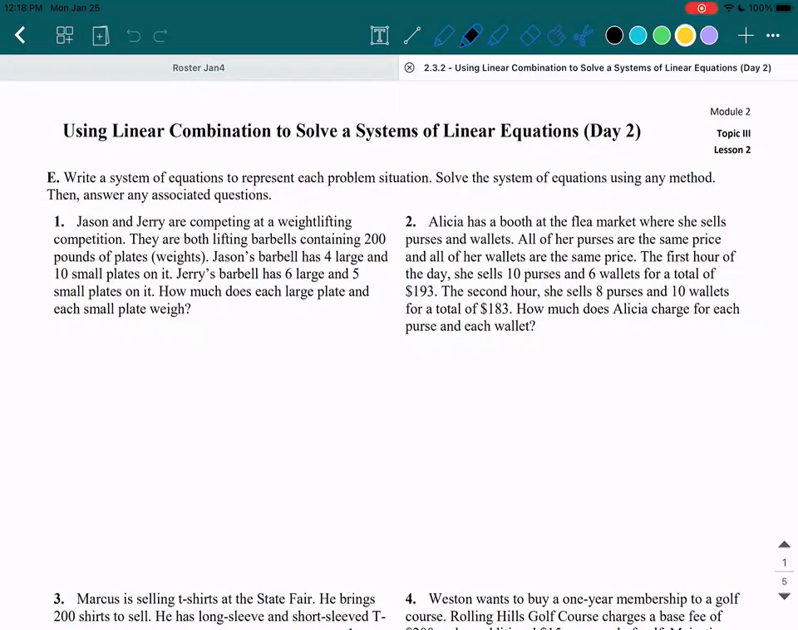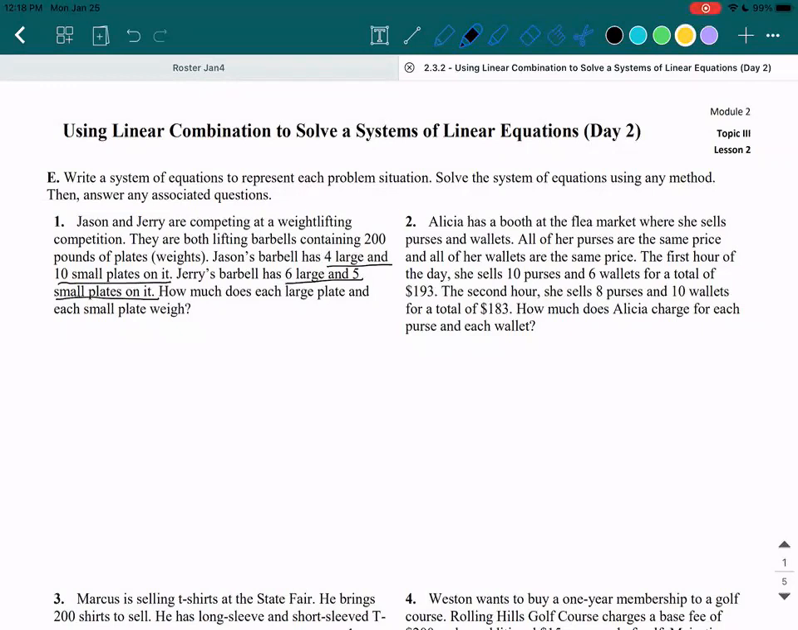All right, so starting with number 1, let's read it together. Jason and Jerry are competing at a weightlifting competition. They are both lifting barbells containing 200 pounds of weights. Jason's barbell has 4 large and 10 small plates on it. Jerry's barbell has 6 large and 5 small plates on it. How much does each large plate and each small plate weigh?